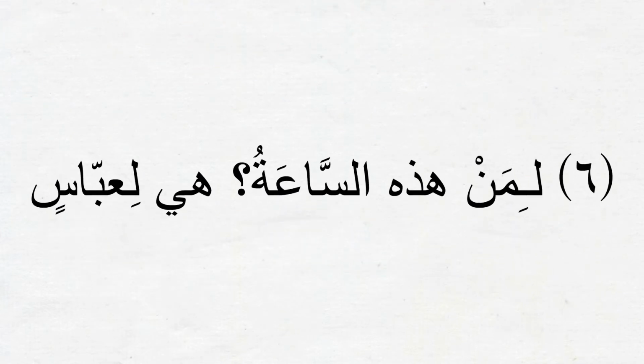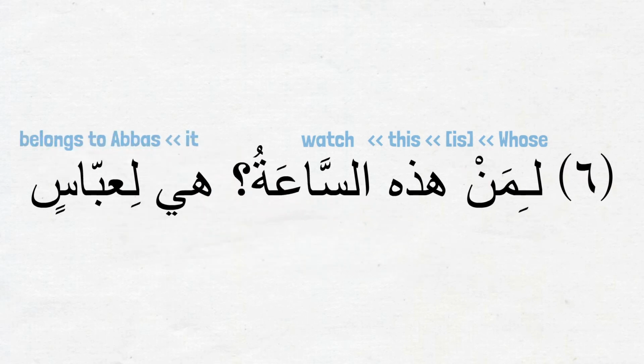Sentence number 6. لمن هذه الساعة؟ هي لعباس. Whose is this watch? It belongs to Abbas. Here in the question, الساعة is coming as badal for هذه. The response is a simple جملة اسمية with مبتدأ and خبر شبه جملة.